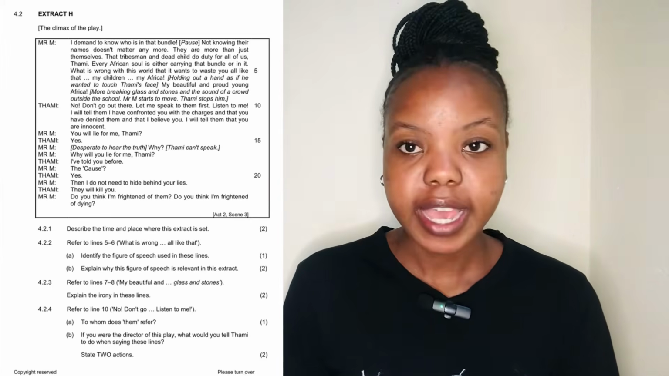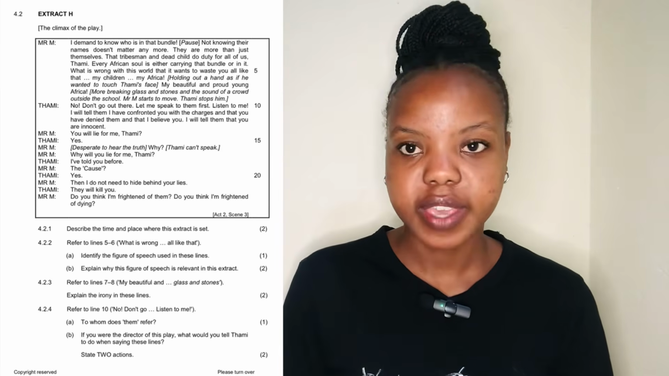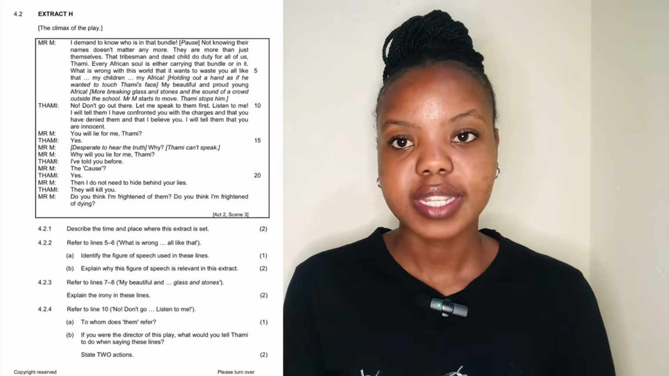So the possible answers here are that Tammy should step quickly towards Mr. M. He should grab Mr. M's arm. He should stand in front of Mr. M to prevent him from leaving. He should widen his eyes to express fear. So any answer is correct if it's relevant, of course.